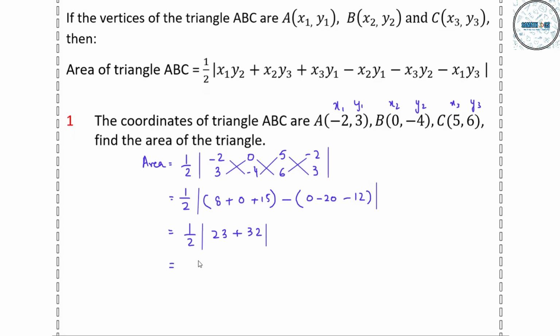Is equal to half into absolute of 55. When we take it out of this absolute sign, it is simply 55, which is equal to 27.5 square units.